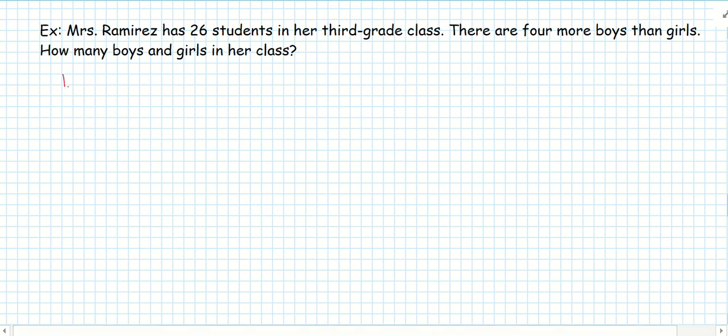So in this case, our objective is to find the number of boys and the number of girls. So that's what we need to find. Okay? So that is our objective for this word problem.